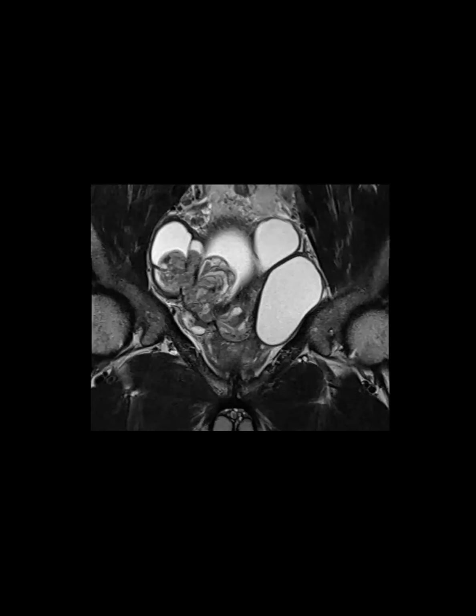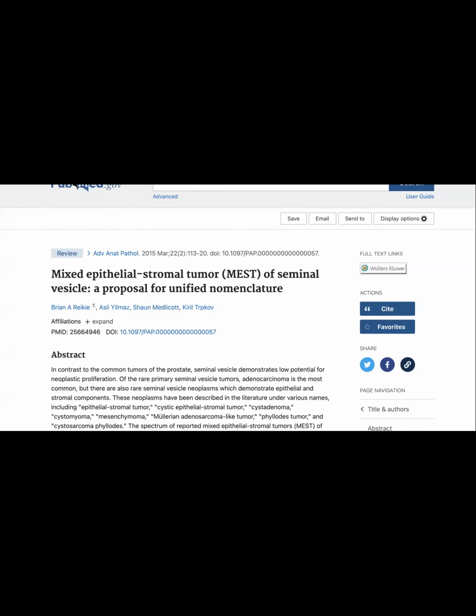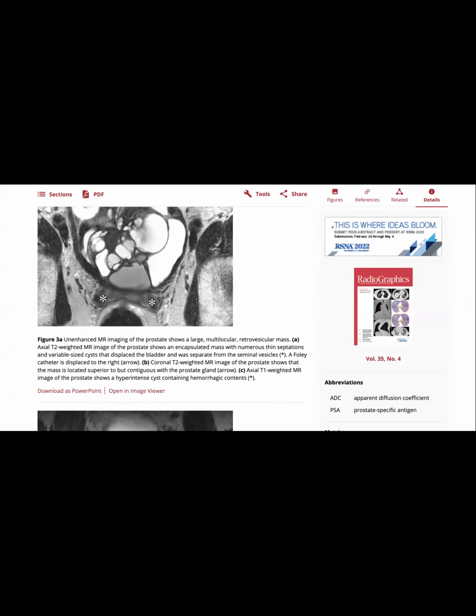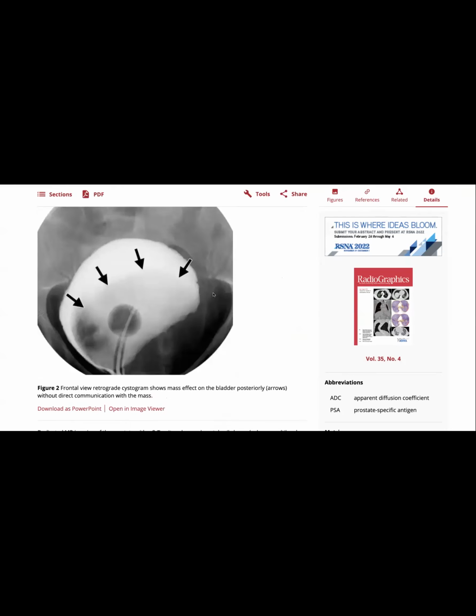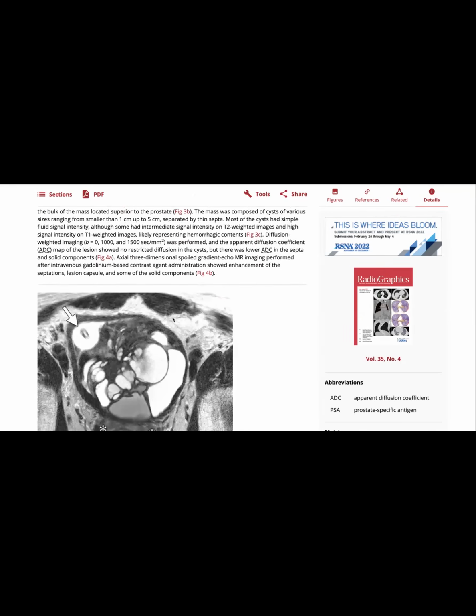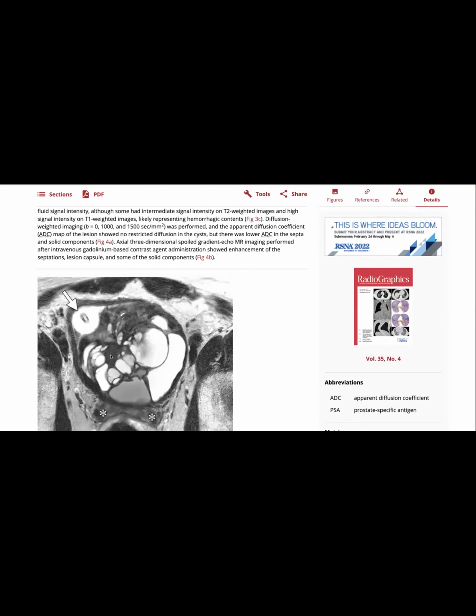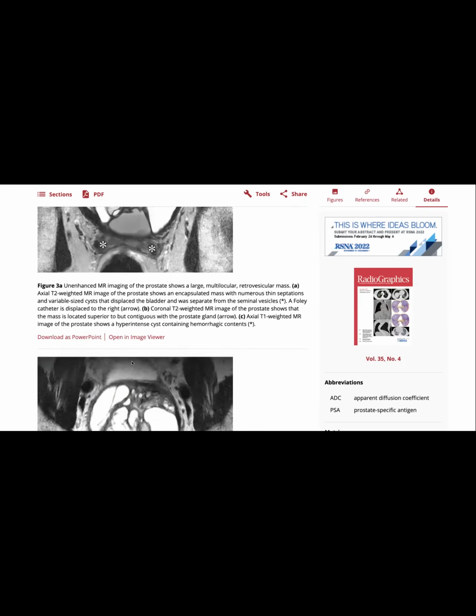But in the past, we did present something called a giant cystadenoma of the prostate. And I will show you, there's a Radiographics article about this entity, giant multilocular cystadenoma of the prostate. It was from AIRP in 2015. And you can see, look, it looks kind of like my case, right? It's got cystic spaces and dark stromal elements. That's a key thing here.